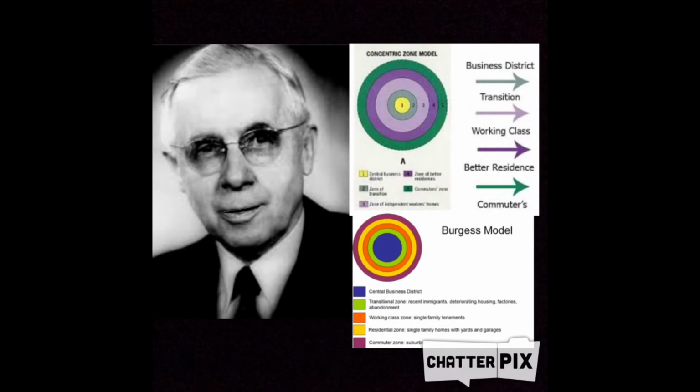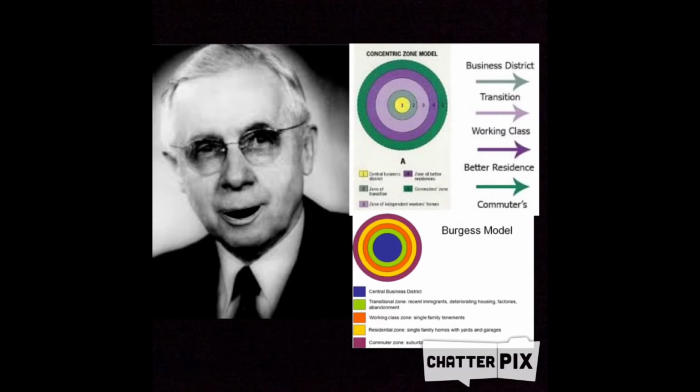Zone 1, the innermost zone, is the central business district, where non-residential activities are concentrated. Very few residences exist in this ring, and property costs are high in this ring. Zone 2 is the zone in transition. This contains light industry and housing for the poor, and serves as a transition zone between the businesses in the central business district and the more purely residential areas in the outer zones.